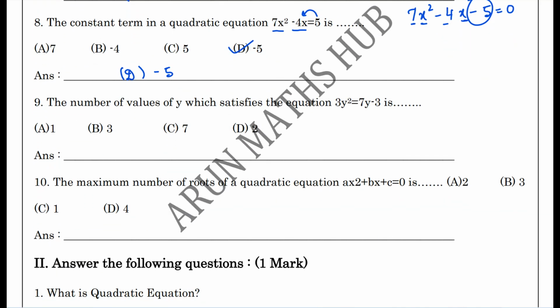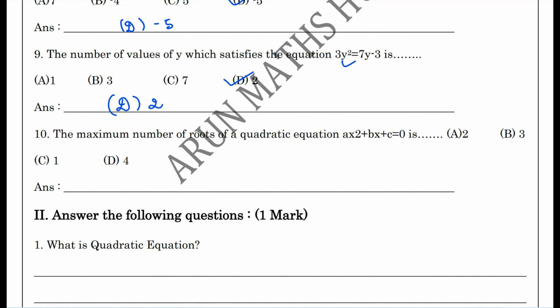The number of values of y which satisfy the equation. See how many solutions will be there, otherwise how many roots will be there for the quadratic equation? Definitely it will be 2. Therefore the answer is option D, 2.